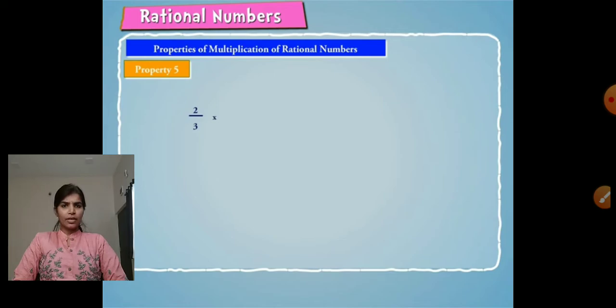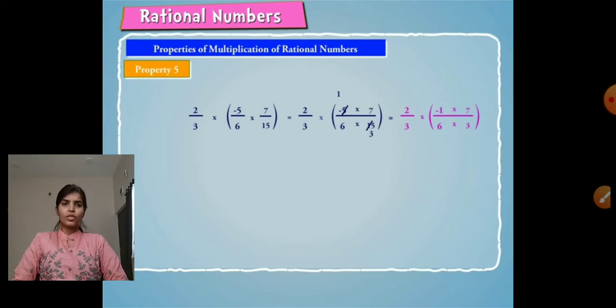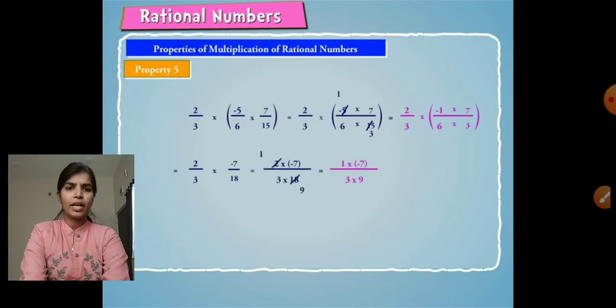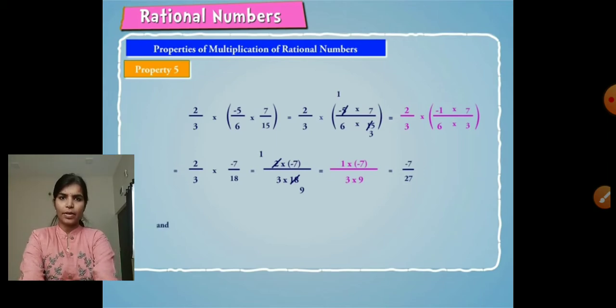2 by 3 is our rational number into minus 5 by 6 into 7 upon 15. This is our problem, so here we have to solve this. How do we solve? Using the BODMAS rule, we solve the bracket first. In the bracket we cancel some numbers, then we solve it. So we get minus 7 upon 18 and then we multiply it by 2 by 3. So our final solution is minus 7 upon 27.